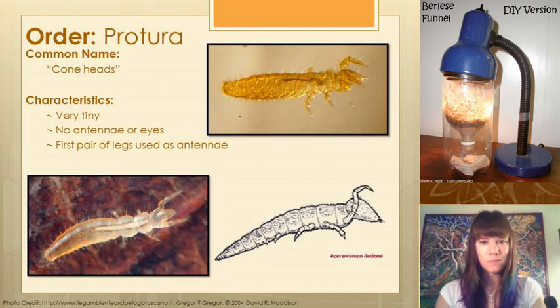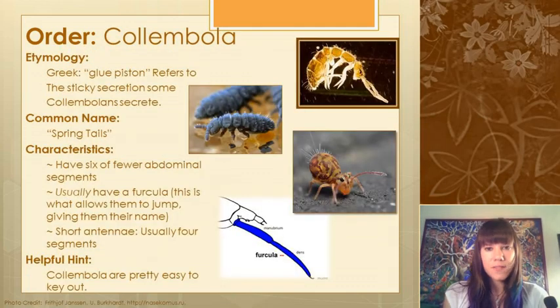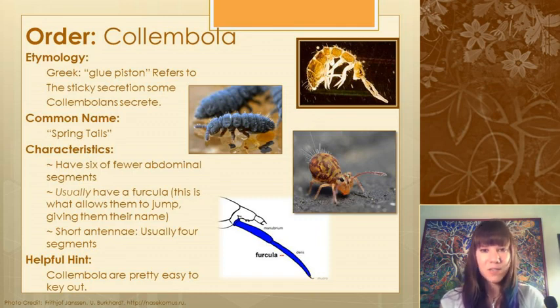Go click it. The next order of hexapods are the Collembola, and in Greek this just means glue piston because it was thought that a lot of them could release this sticky substance from this organ called a collophore, which is this little tube that sticks out of their abdomen. While it's true that some of them can, it's mostly used for fluid and water balance, and that's how they pick things up in the environment.